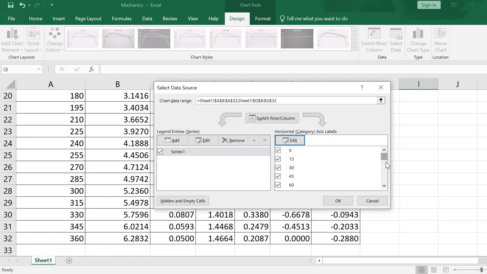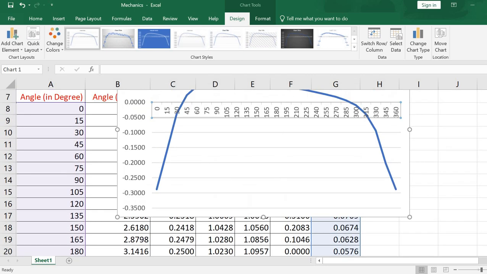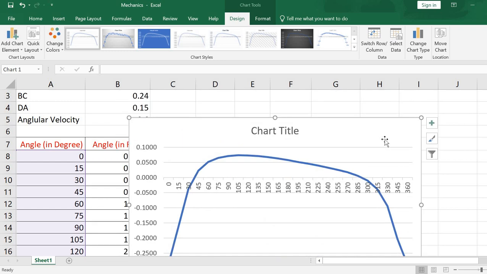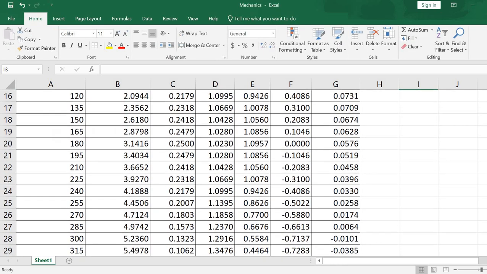So here it has changed to 0, 15 angles from the normal numbers. If I click OK, I will get the graph. Here I have already got the graph. So this is the graph for the above crank rocker mechanism practical. You can directly save it as PDF, and after that you will get the file. So this is a simple step.